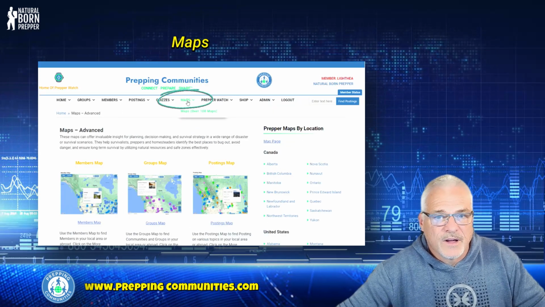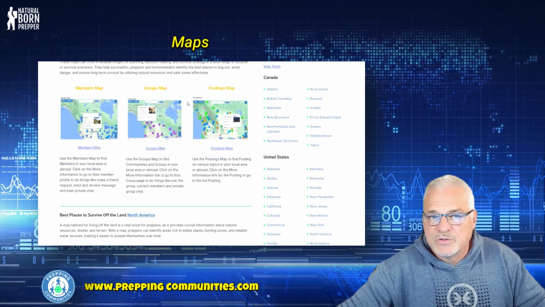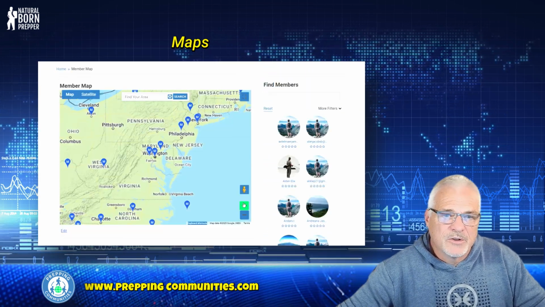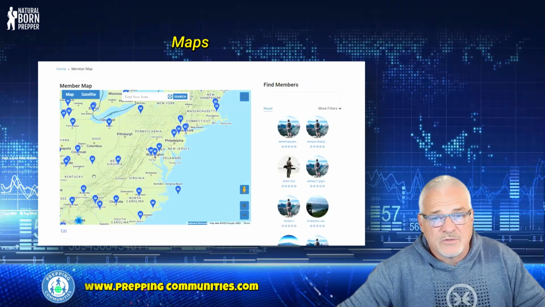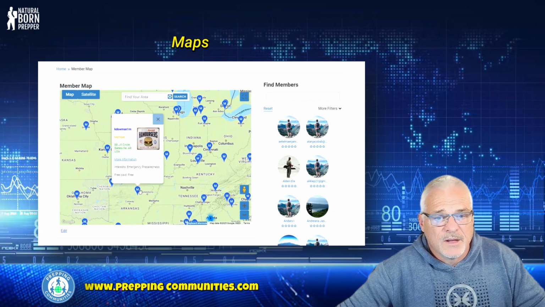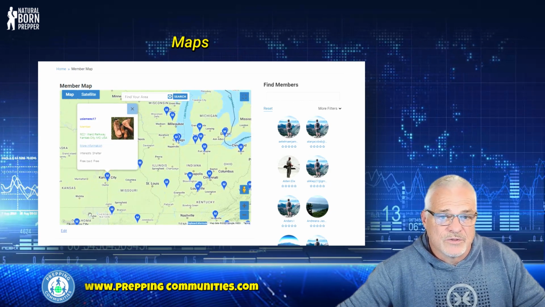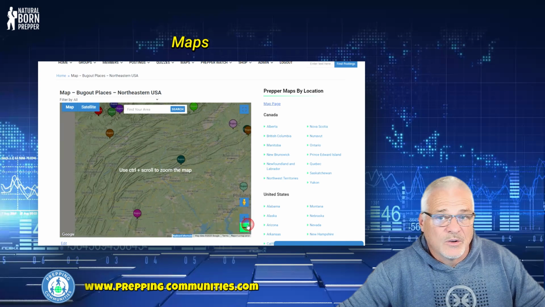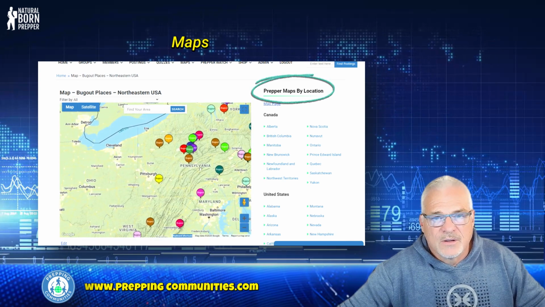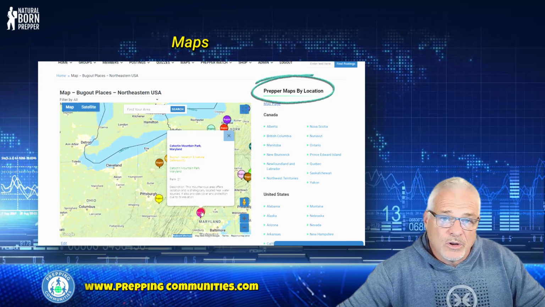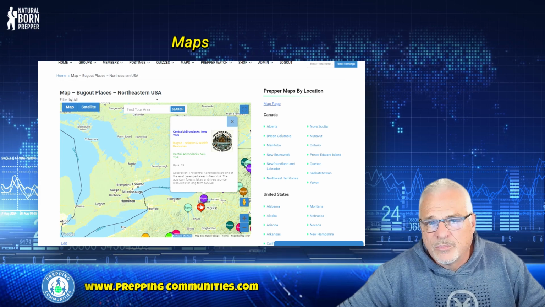Maps are where you can find maps on members, groups, postings, and other information preppers might be interested in. For example, the best places to survive off the land, the best bug out places, and even the best foraging zones. And for those members who are interested in what their area has to offer, I created something called Prepper Maps, where people can look in their own area to help them in their preparedness plans.